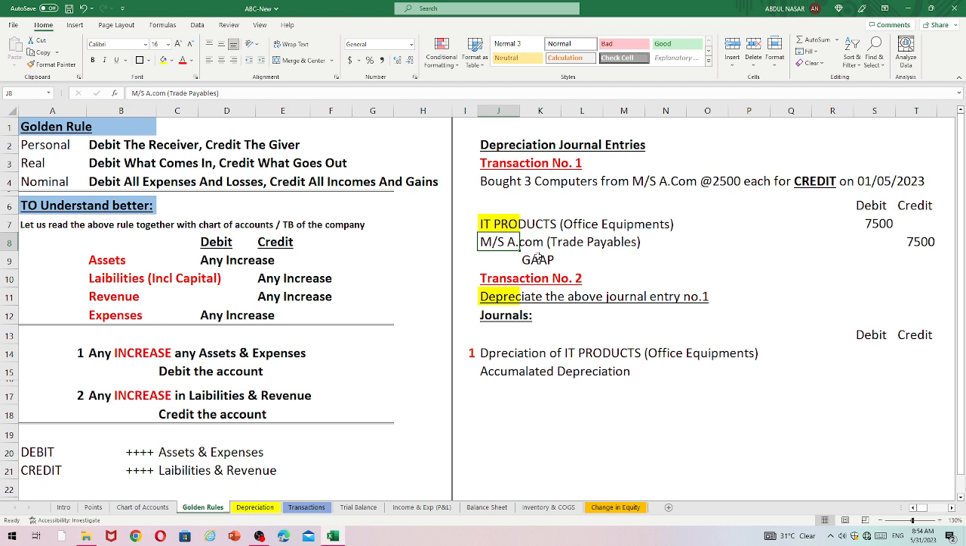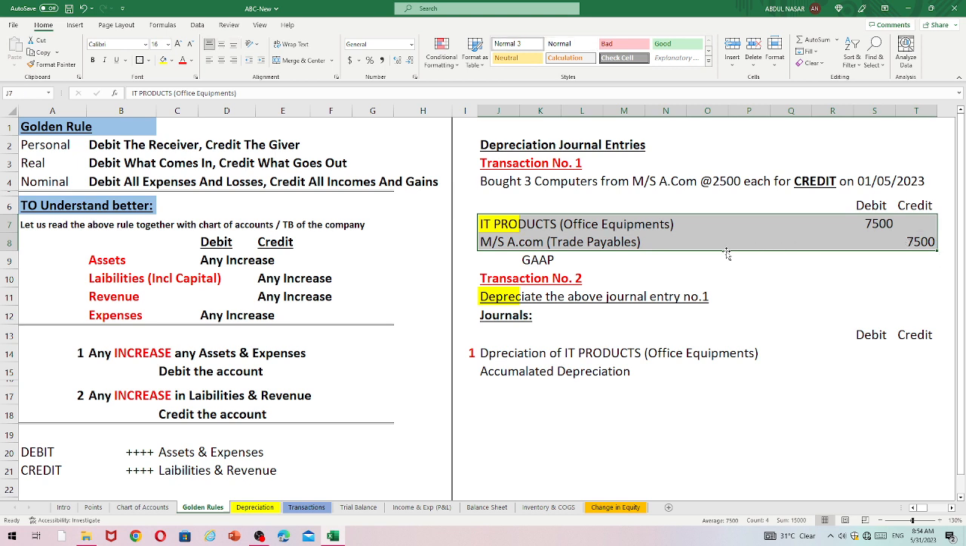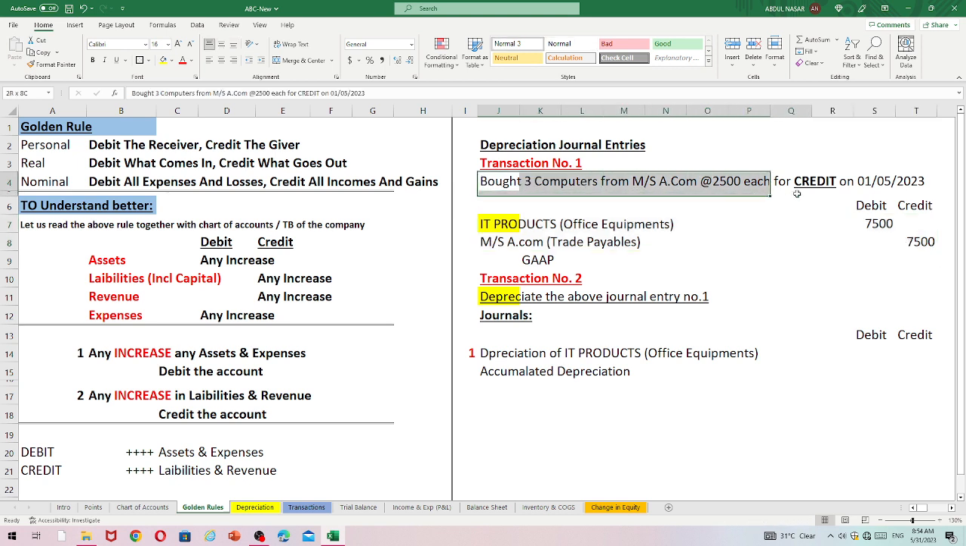So if it is a liability account, what will happen? The liability account here is increasing by 7,500. If it is increasing, we need to credit that account. So this is simple. We have passed the first initial journal entry while the three computers came into the business.